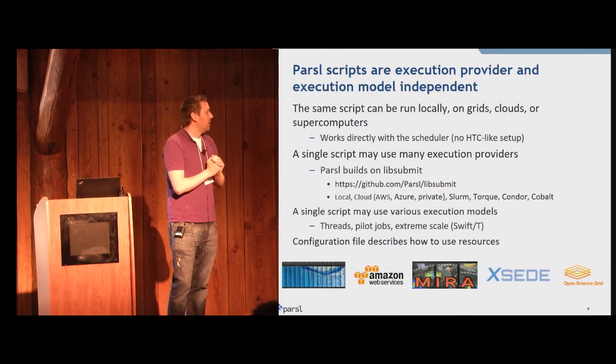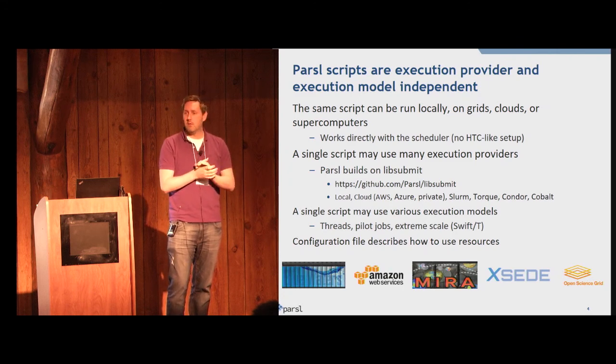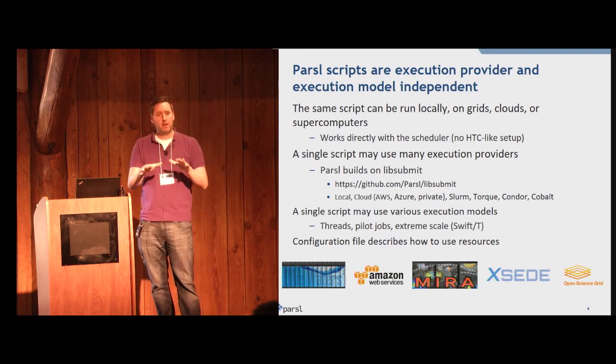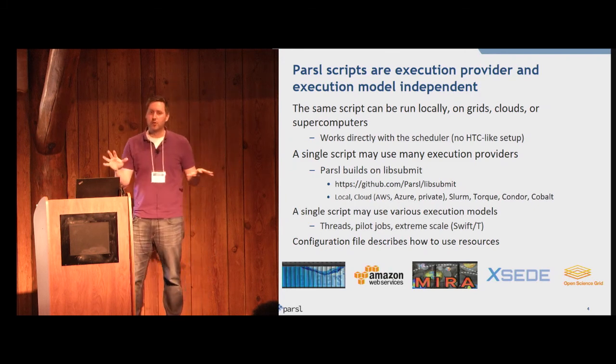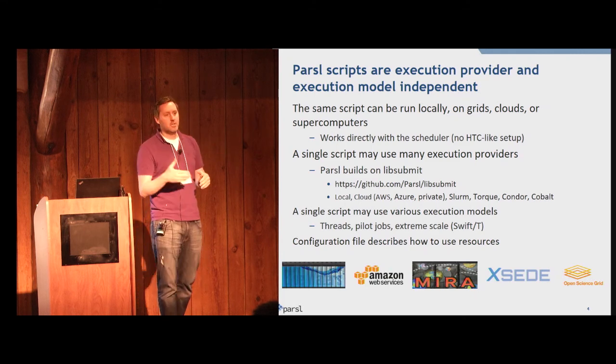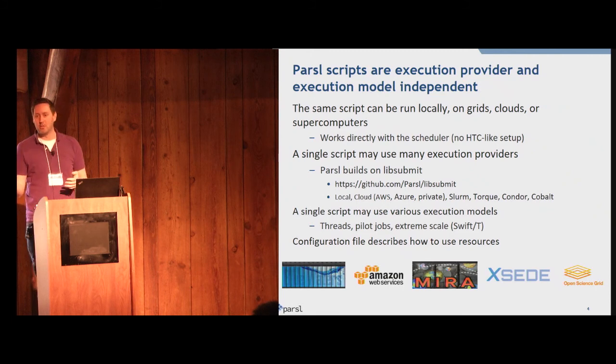We noticed that some of this functionality is quite useful to other people, OSG being one of them, or some groups in OSG. So we actually carved off the lower Python library that speaks to different schedulers into what we call libsubmit, which is available on GitHub. So it's a very simple Python interface: basically submit, cancel, tell me about how my job's running.